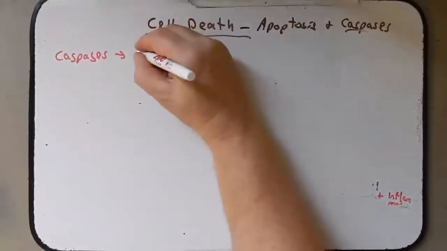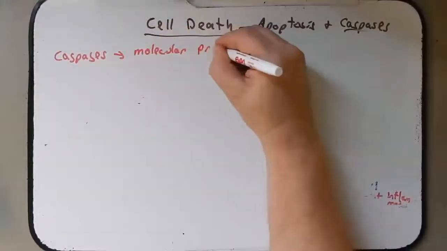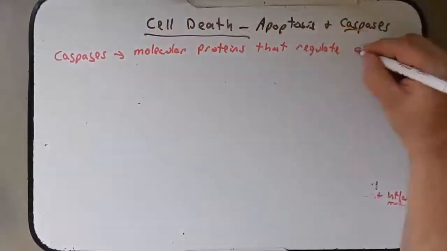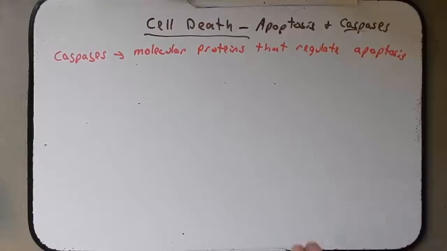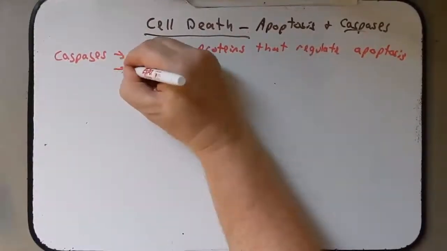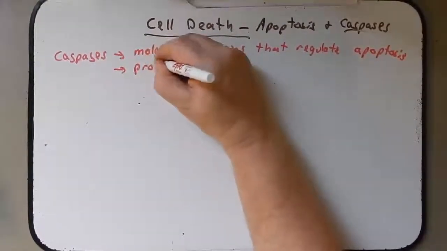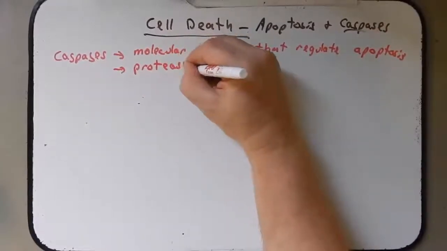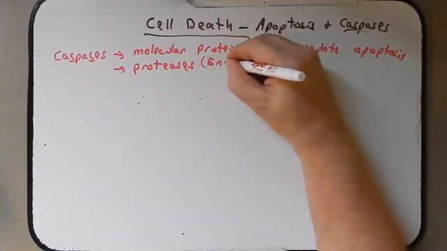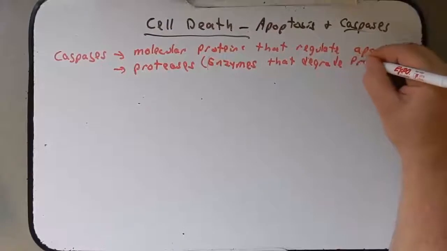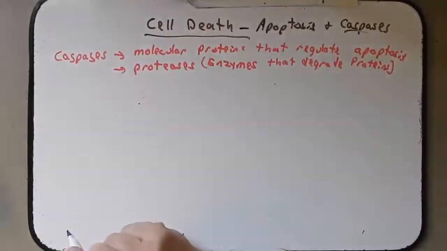Caspases, these are the molecular proteins that regulate apoptosis. To die or to live, that's what they regulate. These caspases are proteins that would be classified as proteases. And remember, proteases are enzymes that degrade proteins. So these caspases, in one form or another, are present in our cells all the time. So how is it that our cells aren't always programmed to die?